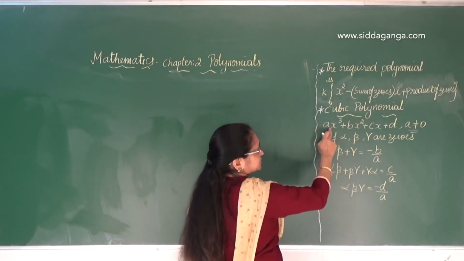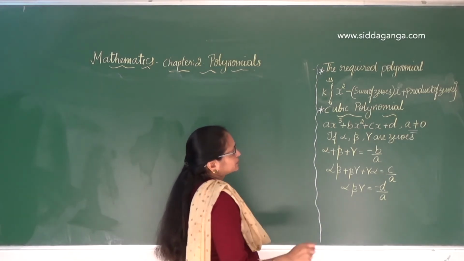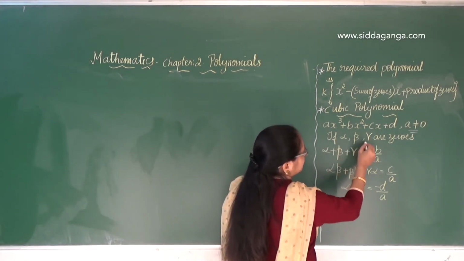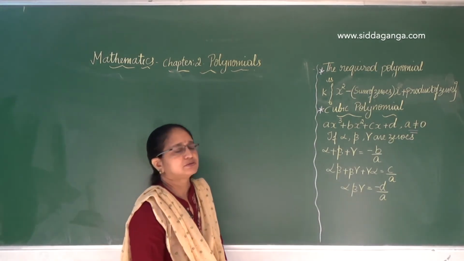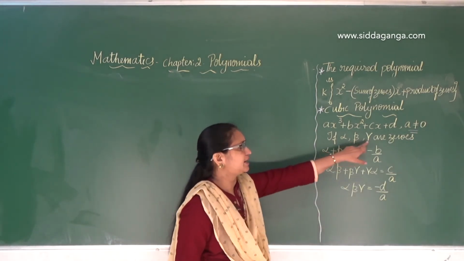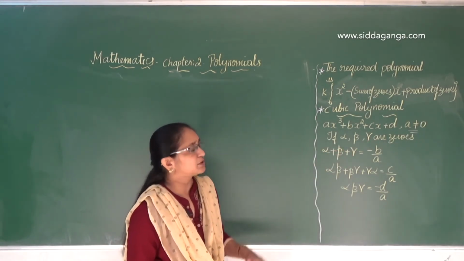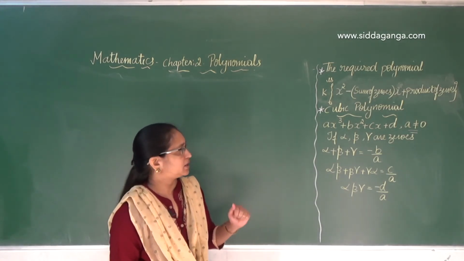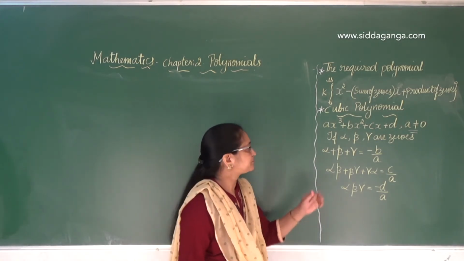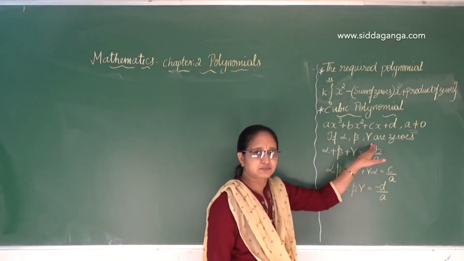See, if a becomes 0, then it won't be a cubic polynomial. You should keep this in mind. Suppose alpha, beta and gamma are the zeros of the polynomial. At the most, the cubic polynomial can have 3 zeros. Yes, I told you in the previous class. Now, let us take it as alpha, beta and gamma.